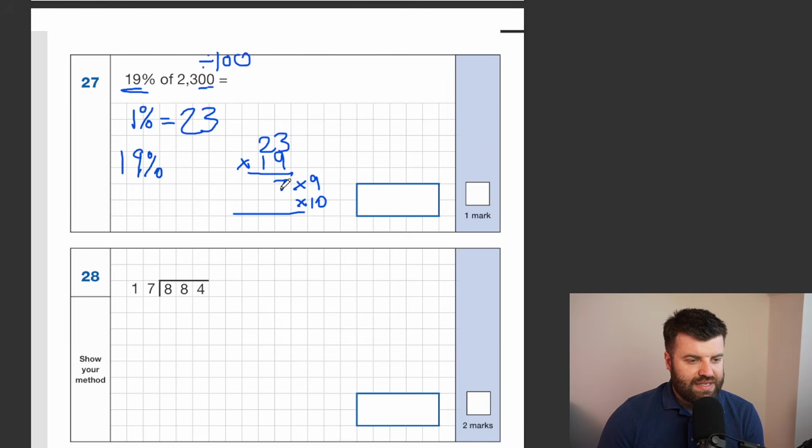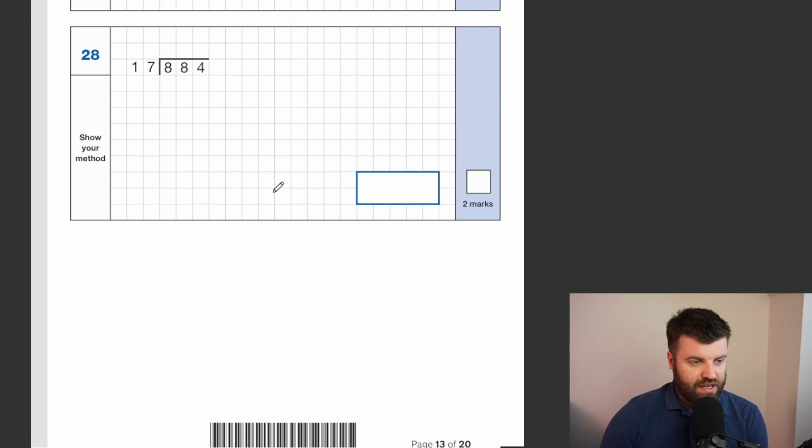9 times 3 is 27. 9 times 2 is 18 plus the 2 is 20. Then we're going to multiply by 10, put your placeholder in, and this becomes 230, just like that. So what we do at the end, we add these up and we get 437. That is 19% of that number, using the method finding 1% and then multiplying it by how many percentage points we need. There are lots of ways to work out percent. We've got a whole bunch of videos on our YouTube all about that. Go and take a look.